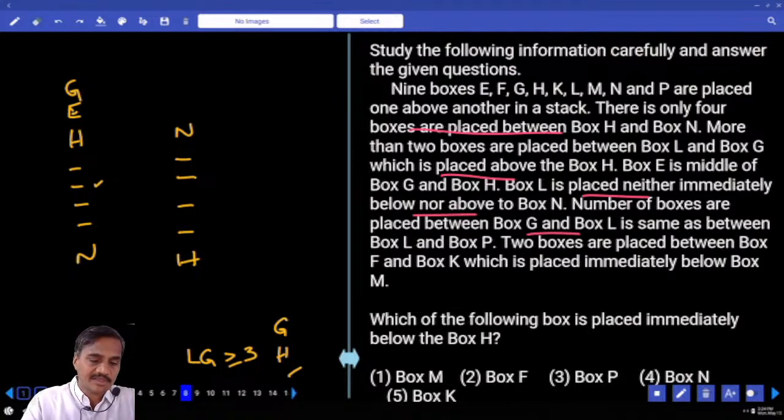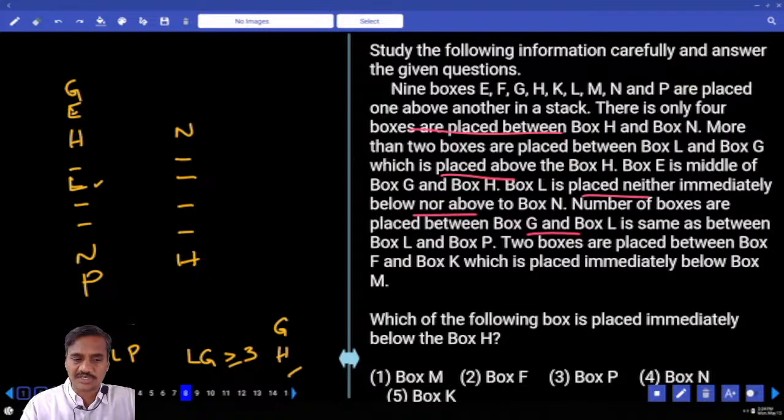Now G, L and P: L is exactly between G and P. As L is exactly between G and P, L is here. Now if L is here, how many boxes are there in between L and Z? 3. And there must be 3 boxes between L and P, so P must be here. Altogether we have 9 boxes.